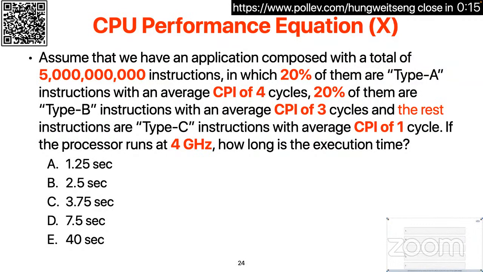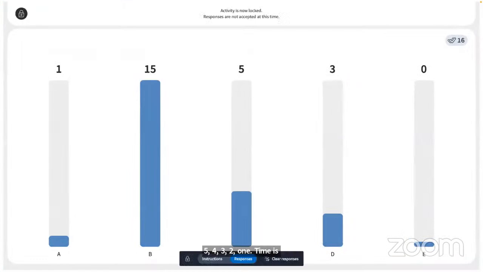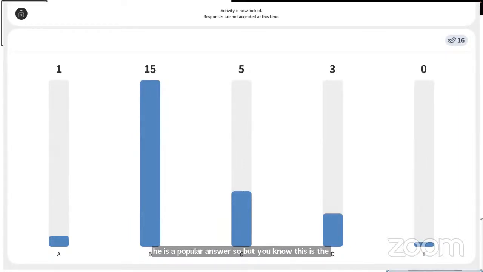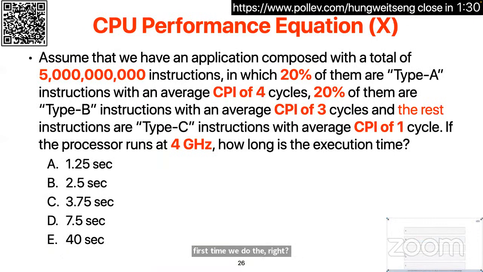All right, let's wrap up in 15 seconds. 5, 4, 3, 2, 1. Time is up. Okay, so it looks like B is a popular answer. But this is the first time we do peer instruction, so let me give you more chance to talk with your friends. Let's do a quick discussion in 90 seconds, and don't forget to vote again.